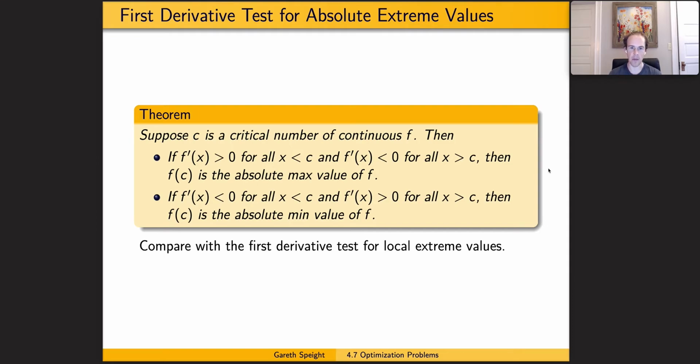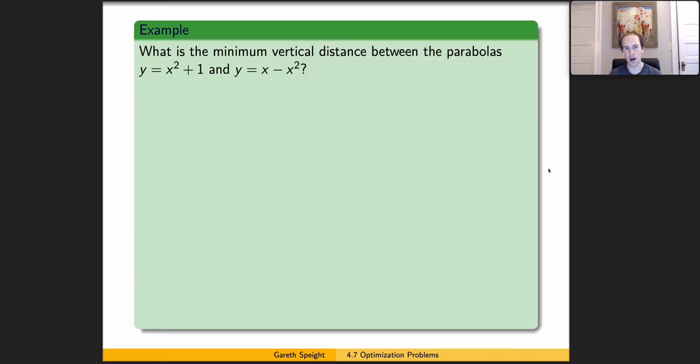Okay, so as I said, let's compare this with the first derivative test where we just care about the change. Okay, so let's try to use this on an example. So what is the minimum vertical distance between these two parabolas? So y equals x squared plus 1 and y equals x minus x squared. So there are different vertical distances at different points x. So at x, we can find the vertical distance by subtracting.